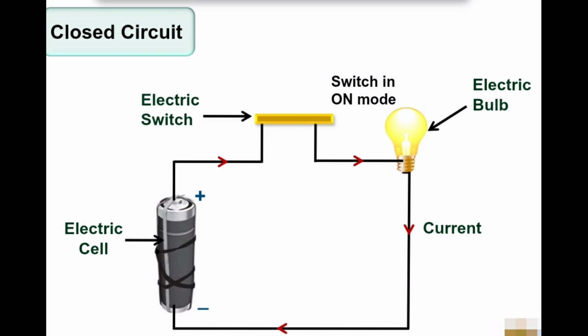Next we go to the closed circuit. In this closed circuit we can find the switch is connected and the circuit is complete, and you can find the bulb glowing. So the closed circuit is a circuit in which the electric switch is closed, or the switch is in on mode, and the bulb glows and the complete circuit works.